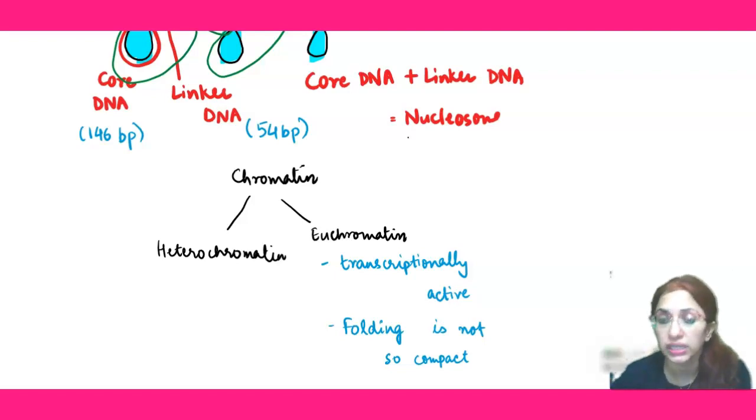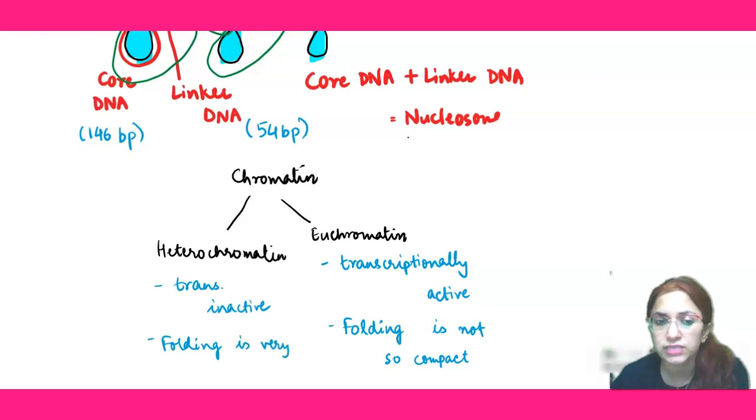Whereas if you talk about heterochromatin, it is transcriptionally inactive. Why is it transcriptionally inactive? As the name itself makes sense, it will not participate in the transcription. Now why is it not participating in the transcription? What is the reason behind it? Because the folding is very high. So when folding is very high, it is not going to unwind. When it is not going to unwind, how could enzymes attach and help in the transcription process? So very important, heterochromatin and euchromatin.